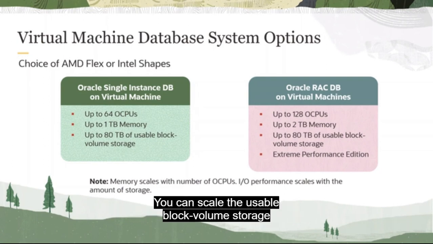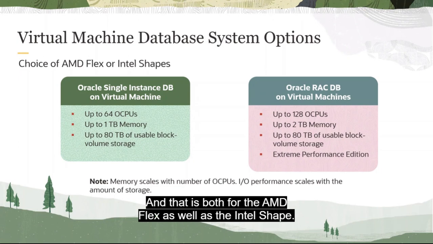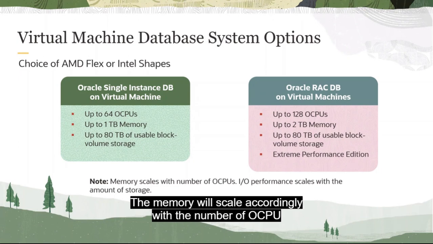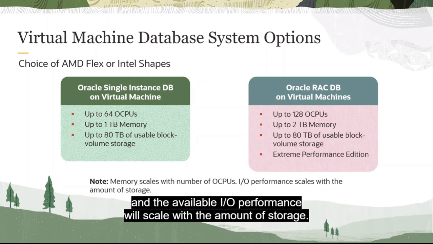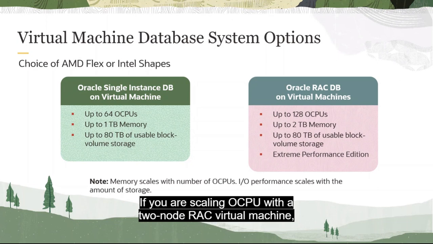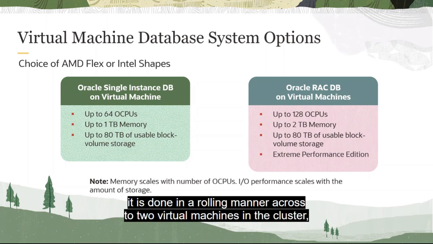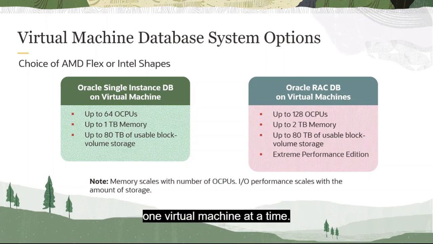You can scale the usable block volume storage online for up to 80 terabytes of storage, both for the AMD Flex as well as the Intel shape. The memory will scale accordingly with the number of OCPUs, and the available I/O performance will scale with the amount of storage. If you are scaling OCPUs with a two-node RAC virtual machine, it is done in a rolling manner across the two virtual machines in the cluster, one virtual machine at a time.